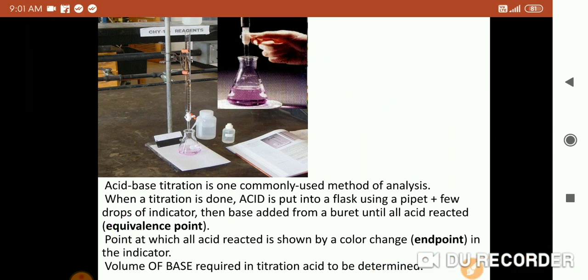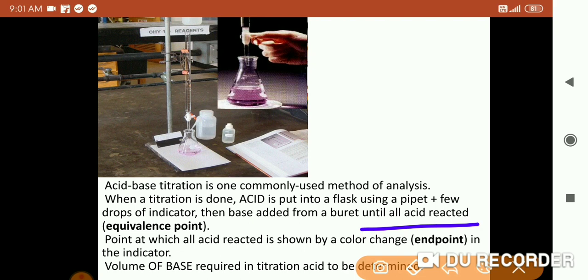So acid is put into the flask using a pipette plus a few drops of indicator, and then base is added from the burette until all the acid has reacted at the equivalent point, which is shown by the color change. When the color change takes place, that is called the end point, and that is the end point in the indicator.